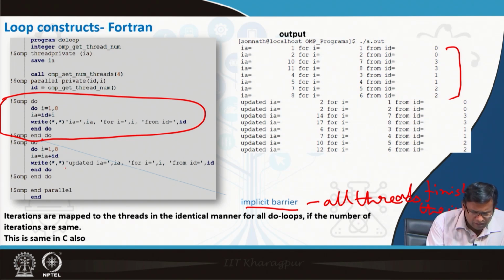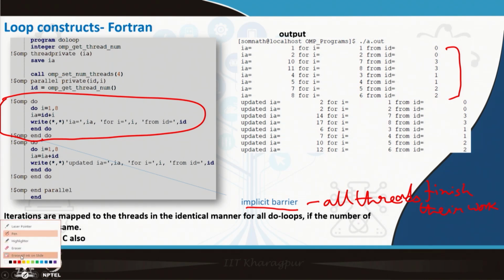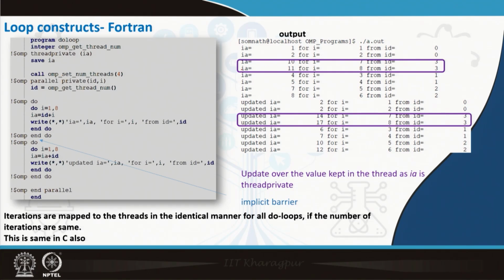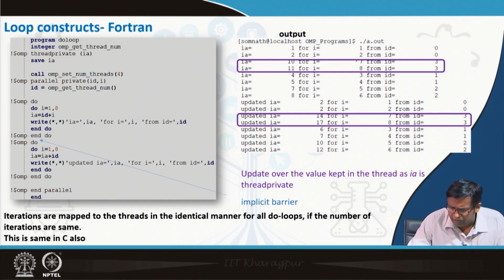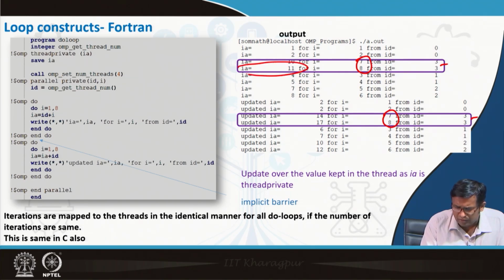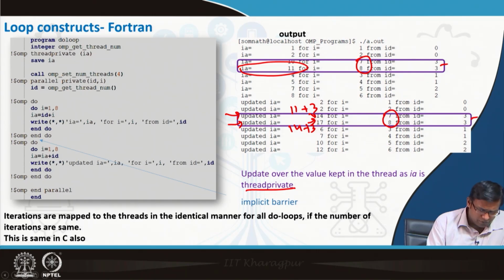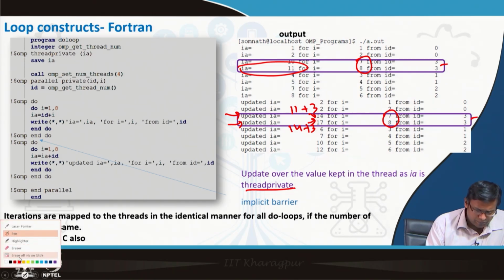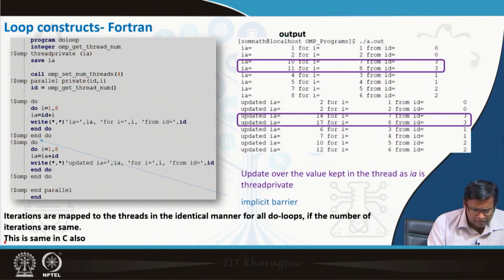Then another loop is launched, fine, and we can see that when the new loop is launched, the number of iterations specific to that particular thread is the same, and the last updated value of IA, which is IA equal to 11, goes to this. 11 plus 3 is equal to 14, and then 14 plus 3 is equal to 17. The value of the variable comes here as it is a thread private variable. And we can also see that this is the same in C also.